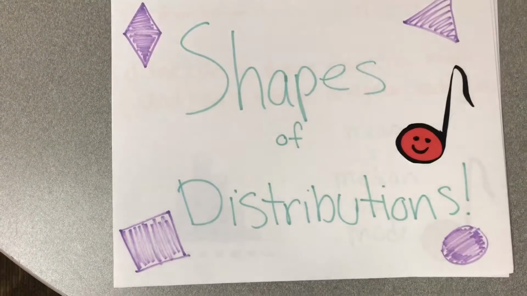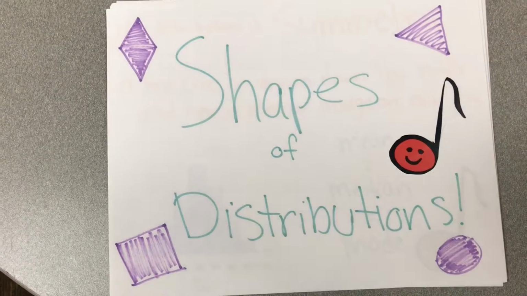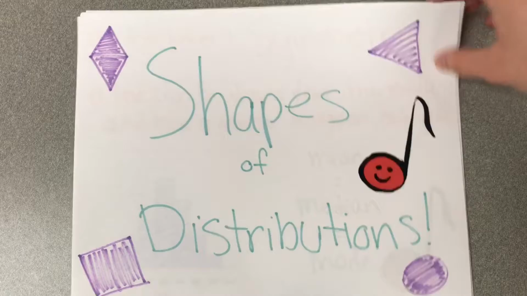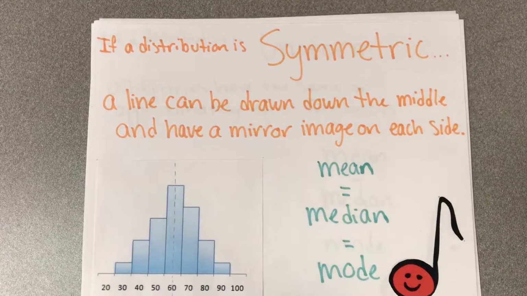Anyway, moving on to shapes of distributions. Except, not those types of shapes. That's a completely different class. There are 4 different types of shapes of distributions.